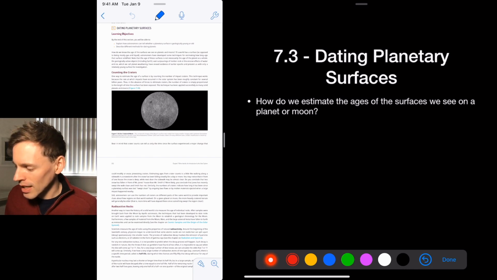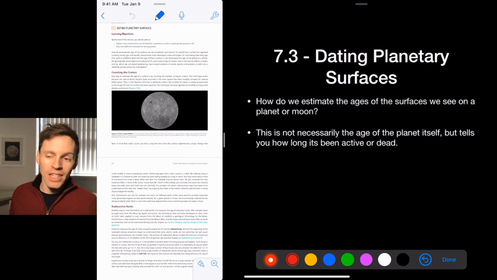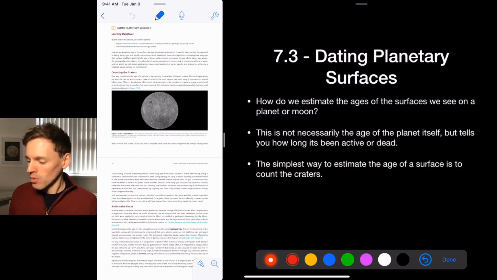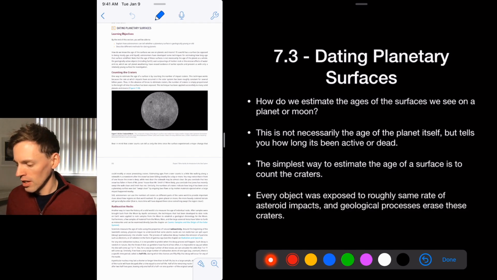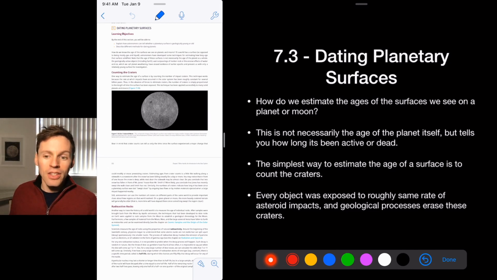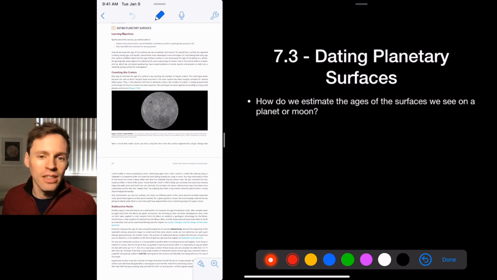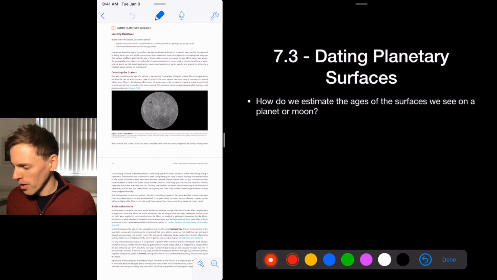So how do we estimate the ages of the surfaces we see on a planet or a moon? It's not necessarily the age of the planet itself, but it tells you how long the planet has been active or dead. Is it cold? Is it still hot? The simplest way to estimate the age of a surface is to just count how many craters there are on the surface. Every object in our solar system was exposed to roughly the same rate of asteroid impacts, and then geological processes should erase them over time. So if you just count the craters on the surface, you know roughly how long it's been since they've had a makeover.